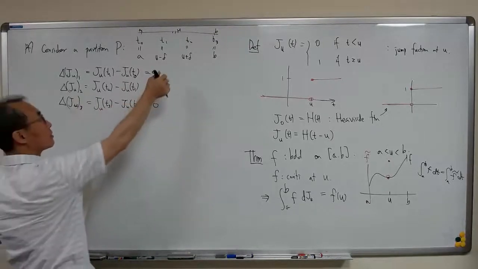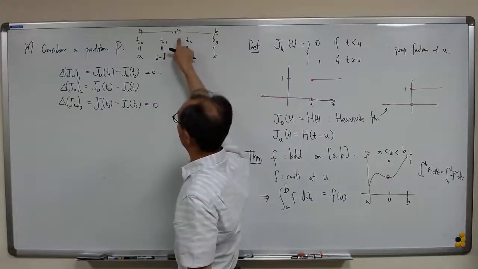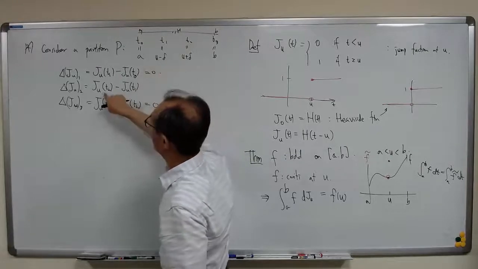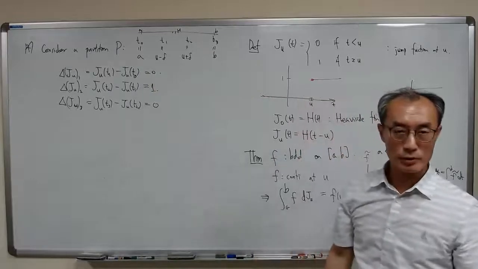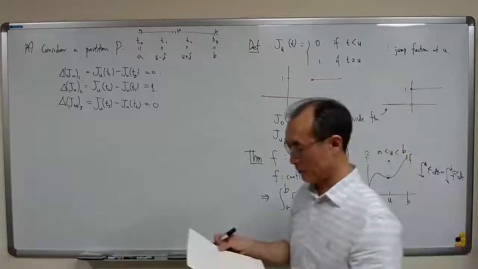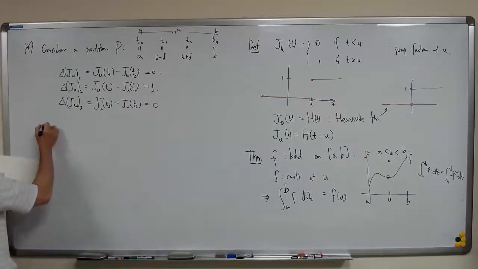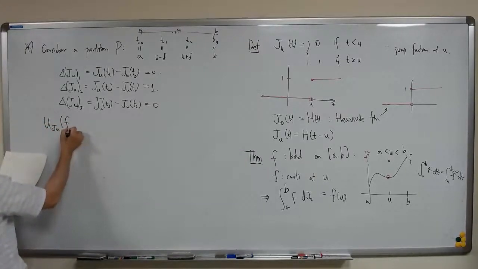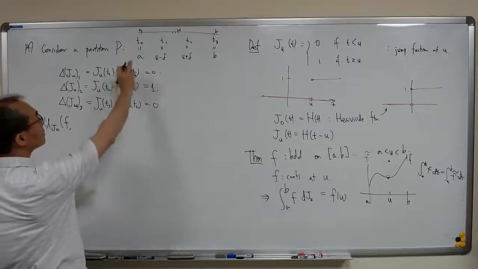Okay. However, the increment in the middle subinterval from T1 to T2: the jump function has value 0 at T1 and the value 1 at T2. So the increment for this middle interval is number 1. Okay. From this observation, what about the Stieltjes sum of function f with respect to the jump function?